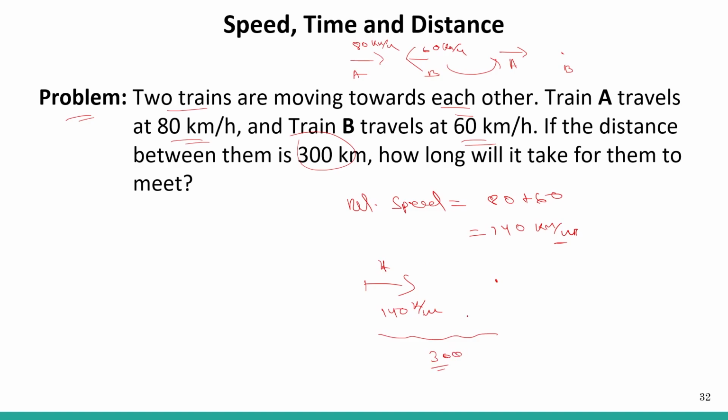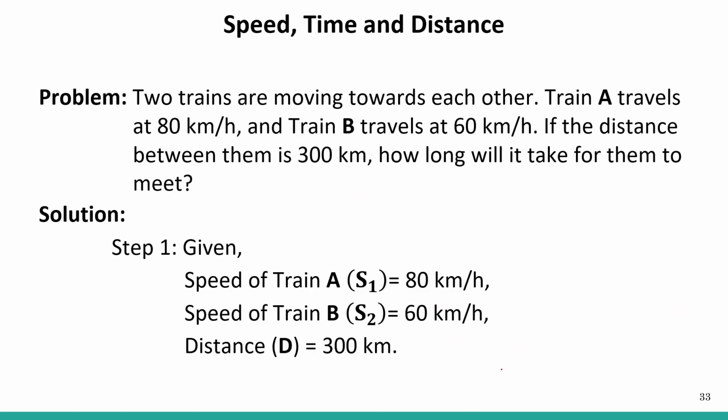Now we want to calculate the time taken. So time is equal to what? Time is equal to distance by speed. So this is equal to 300 by 140. Cancelling a 0 out, we are left with 30 by 14, which is equal to 15 by 7. So this much amount of what? Time or hour.